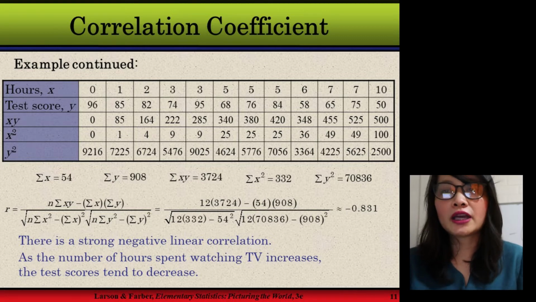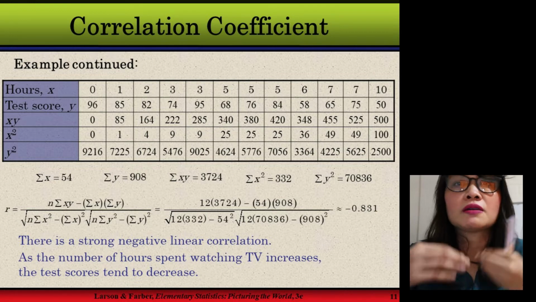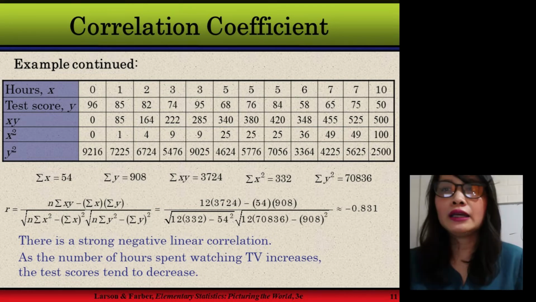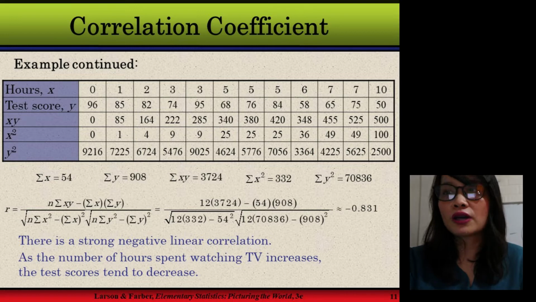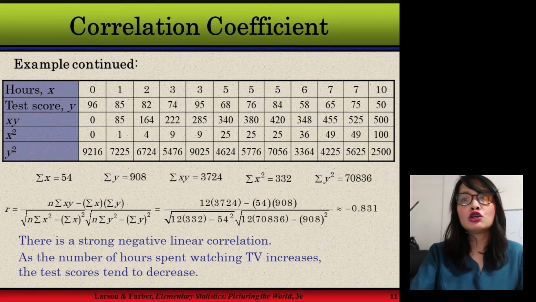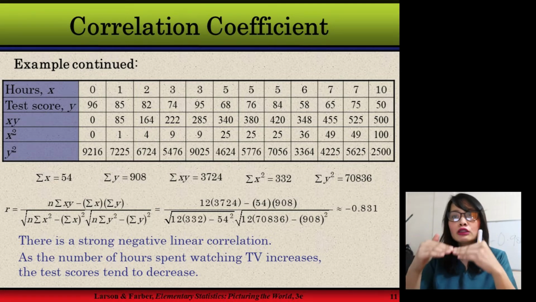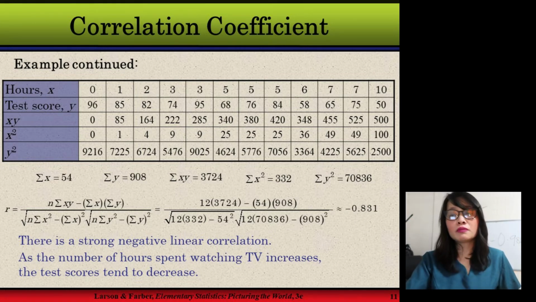Then what's next? You need to get the summation of each. When we say summation of x values, you need to add all the values in your x component. So 0 plus 1 plus 2 plus 3 plus 3 plus 5 plus 5 plus 5 plus 6 plus 7 plus 7 plus 10, so you do have 54. With summation of y, just add all the numbers under your y values. That's the meaning of summation. So you do have 908. The summation of xy, you do have 3,724. Summation of x squared, you do have 332. And the summation of y squared, you do have 17,836.